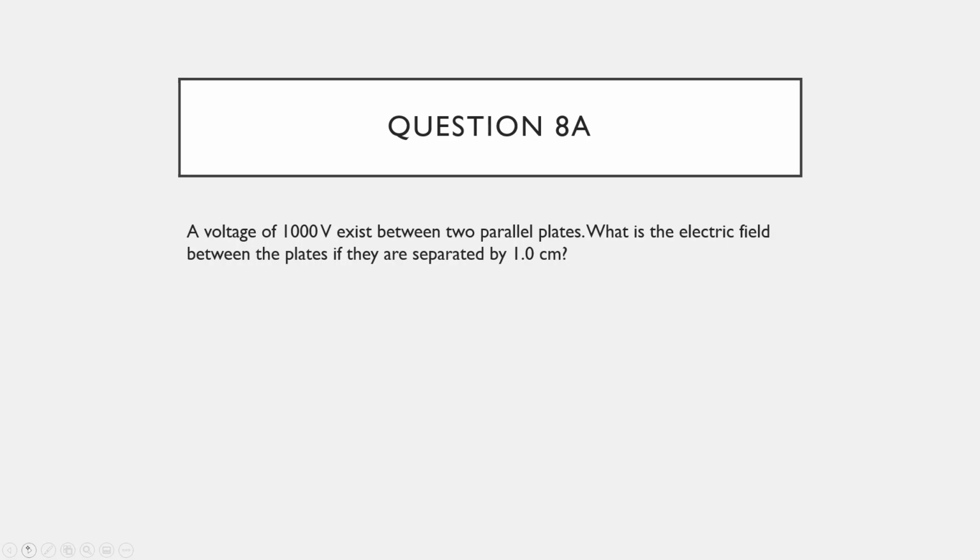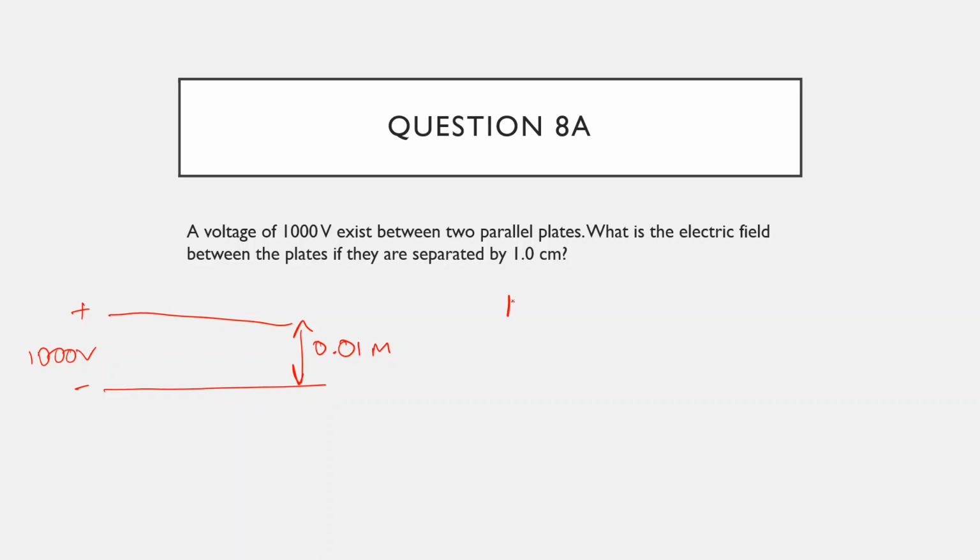Alright, so we've got a voltage of 1000 volts between two parallel plates. What is the electric field between the plates if they're separated by 1 centimeter? Okay, so let's draw a picture. Here's our plates. Let's call that positive, that negative. Voltage between them is 1000 and they're separated by 1 centimeter, or in SI units, 0.01 meters. Alright, question is, what is the electric field between them?